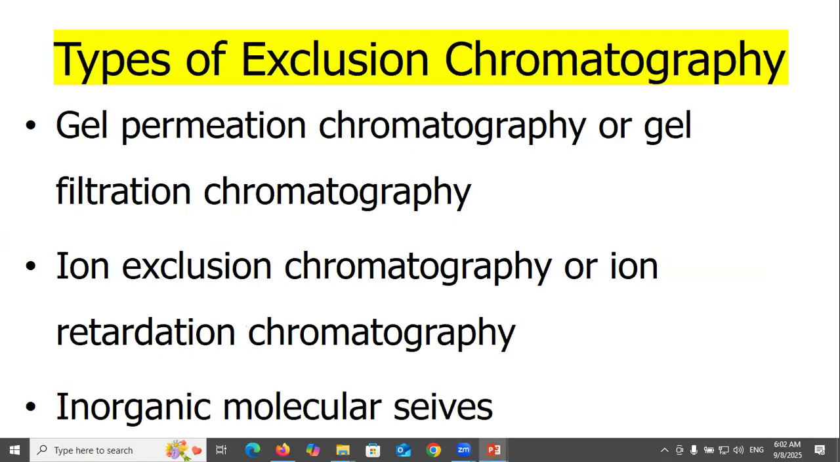Types of exclusion chromatography: gel permeation chromatography or gel filtration chromatography, ion exclusion chromatography or ion retardation chromatography, and inorganic molecular sieves.